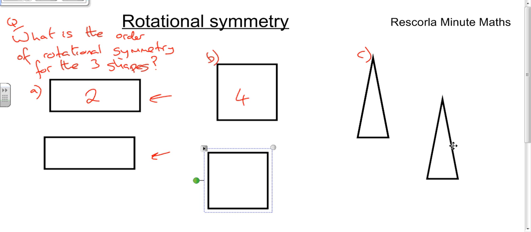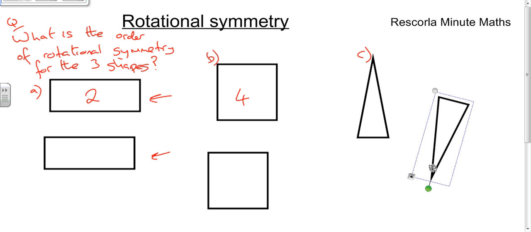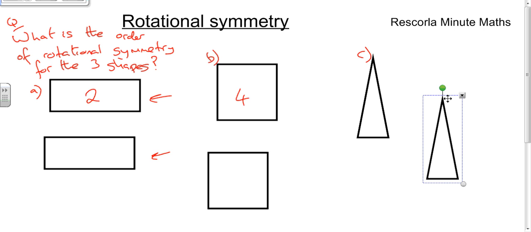So what about C here? How many times can we rotate this shape and it looks exactly the same? Well, if we start to rotate that, it doesn't look the same at all until it gets back to the beginning. So the answer is 1, because there's only one way in which it looks like that, or 0. And this one seems a little bit confusing because on all the rest of them, we count 1 as its starting position. But if it's rotational symmetry of order 1, we can either say 1 or 0. 0 meaning it has no rotational symmetry, or 1 because it only looks the same in one way.